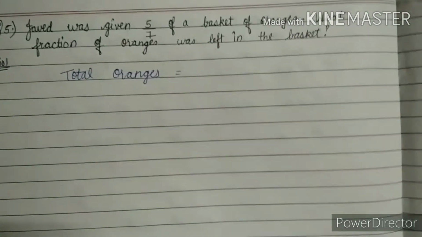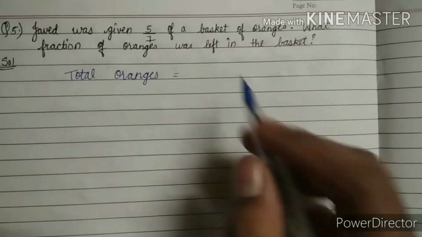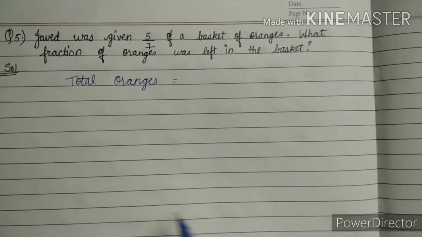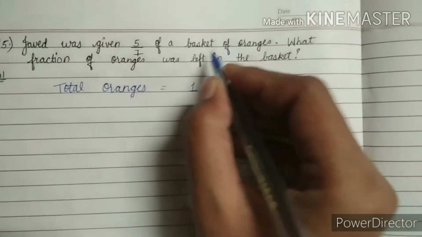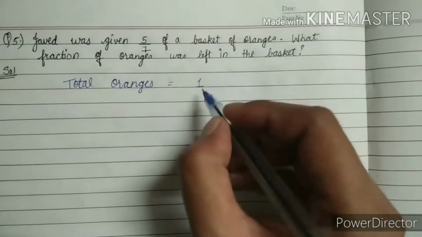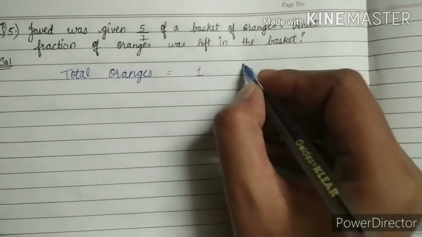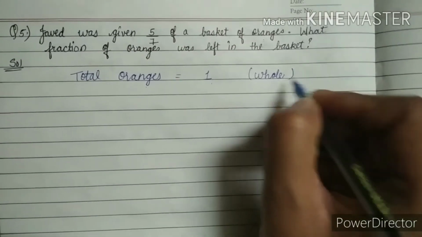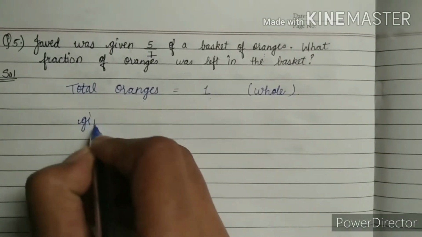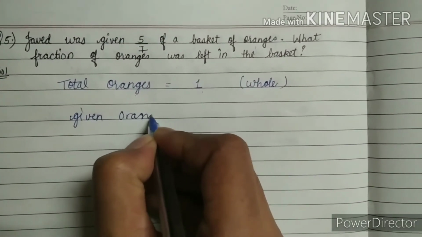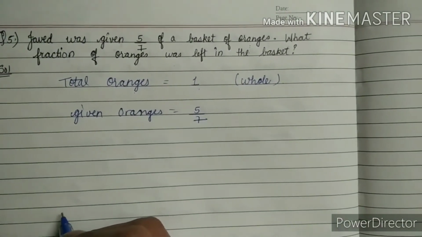We saw in the previous question, when Shubham and Madhvi painted the wall, we got the answer as 1, and I said 1 means whole, complete. So the total oranges can be represented by 1, because one basket is there, and from the one basket he distributed. So the total oranges is considered as 1. Here I am writing whole. 1 can be defined as whole. Given oranges: 5 by 7 given, and we have to find the left.